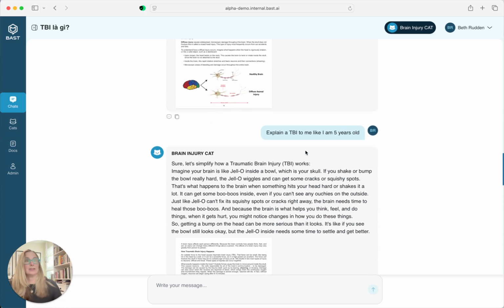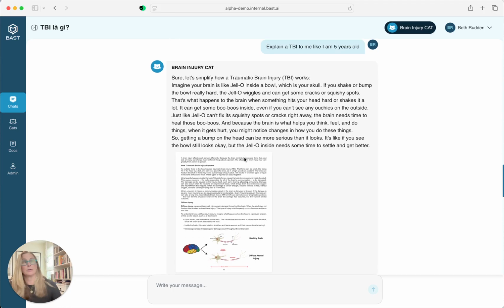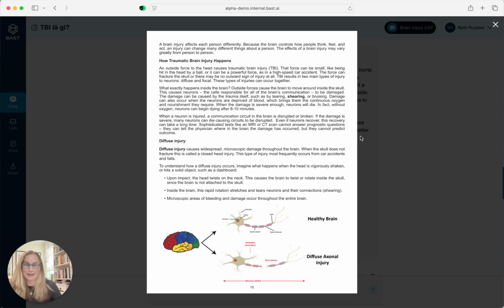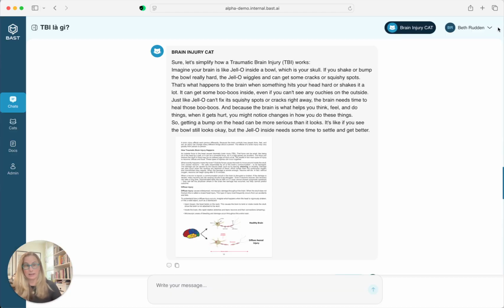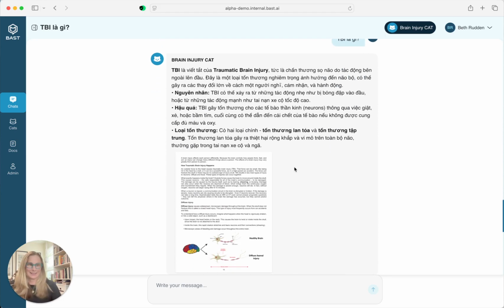And then you can ask, explain it to me like I'm five years old. Okay, so imagine one of your patients is a kiddo, and they really need to understand that your brain is like Jell-O inside a bowl, which is inside your skull. If you shake it and you bump it, et cetera. Again, same exact context. So the provenance of the context is always going to be the same, regardless of whether you need to deliver the answer in Spanish or in 5-year-old or in Vietnamese, et cetera.